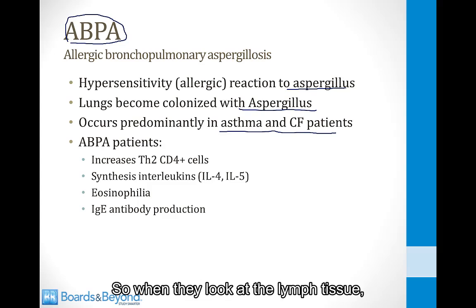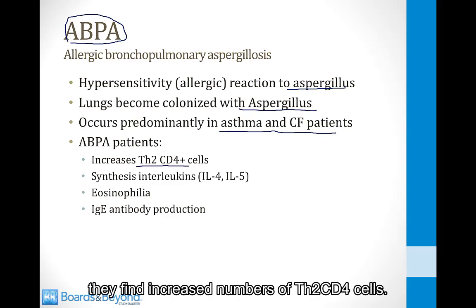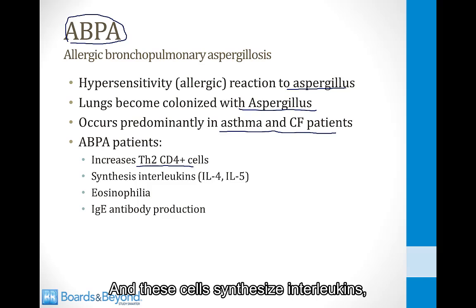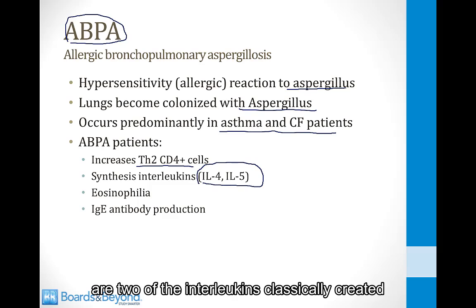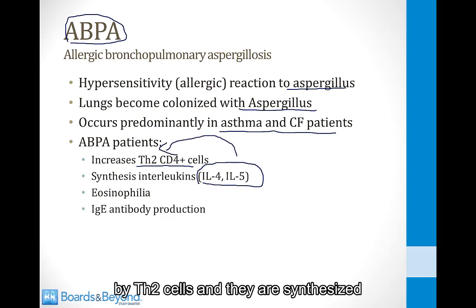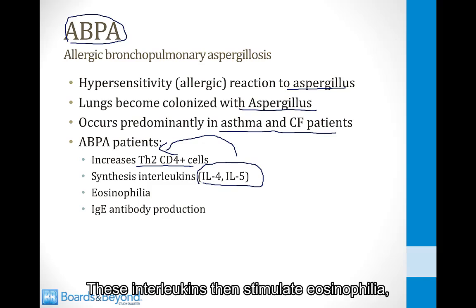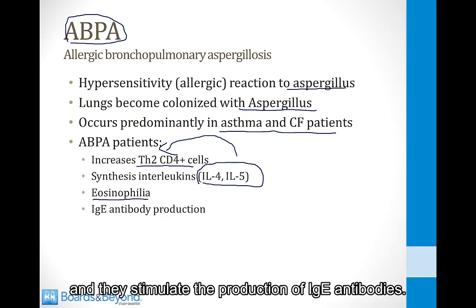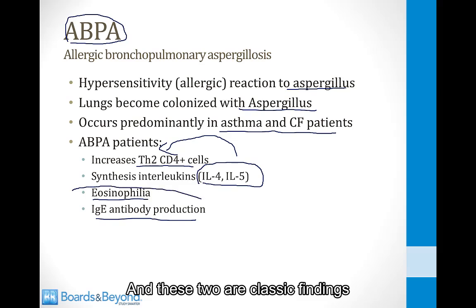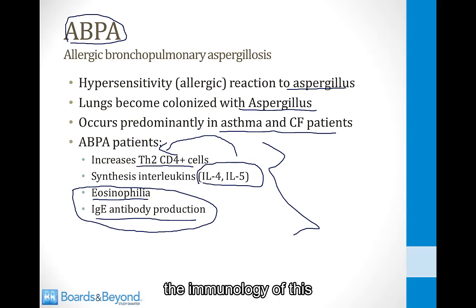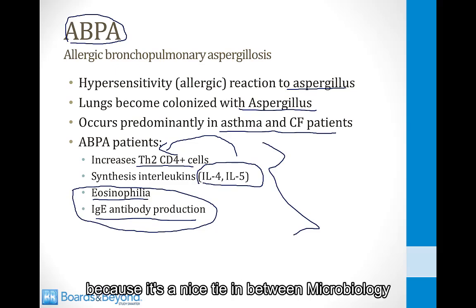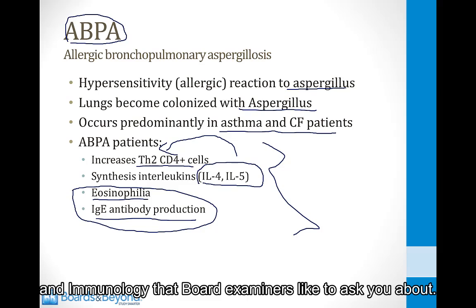So when they look at the lymph tissue in patients who have ABPA, they find increased numbers of Th2-CD4 cells. And these cells synthesize interleukins like IL-4 and IL-5. And you should know that IL-4 and IL-5 are 2 of the interleukins classically created by Th2 cells, and they are synthesized in this condition of ABPA. These interleukins then stimulate eosinophilia, and they stimulate the production of Ig antibodies. And these 2 are classic findings in patients who have ABPA. So make sure you know the immunology of this, because it's a nice tie-in between microbiology and immunology that board examiners like to ask you about.